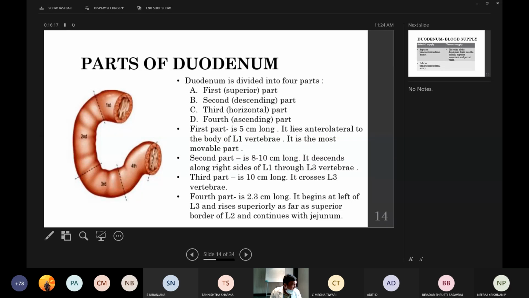So the relations of the first part of the duodenum: anteriorly there is the quadrate lobe and gallbladder. Posteriorly there is the presence of the gastroduodenal artery and common bile duct. Posteriorly and superiorly there is the presence of the epiploic foramen. Inferiorly there is the presence of the head of the pancreas. So these are the various relations of the duodenum.